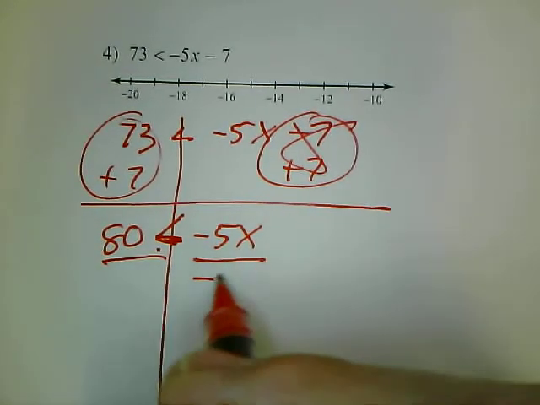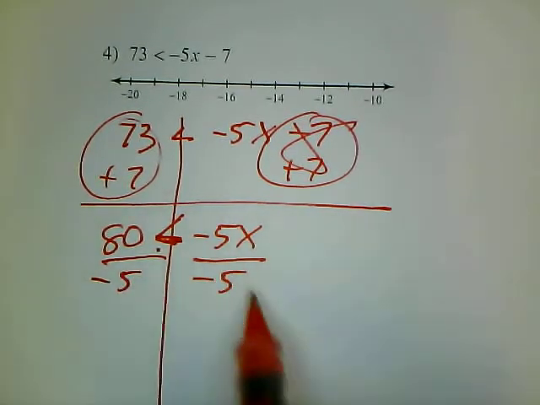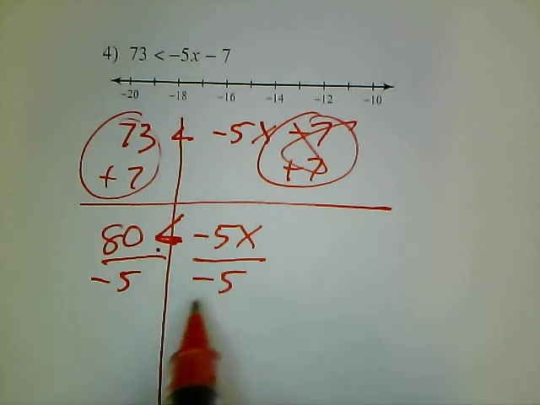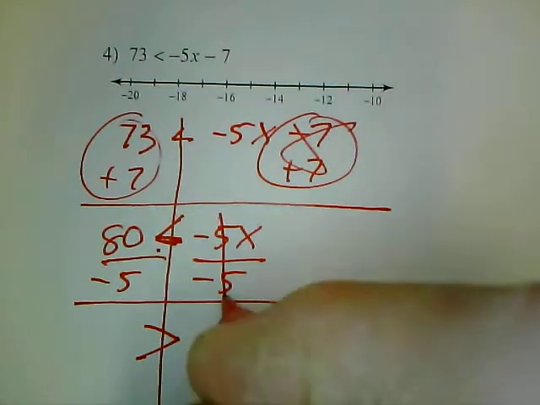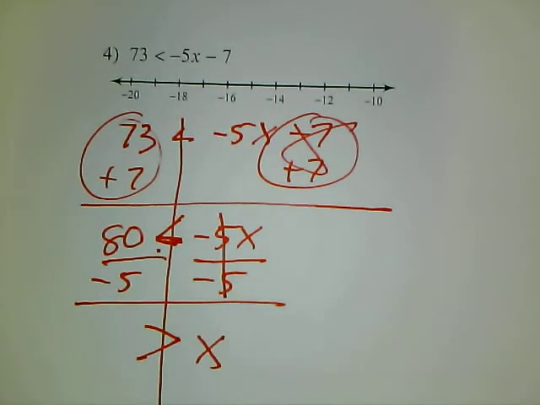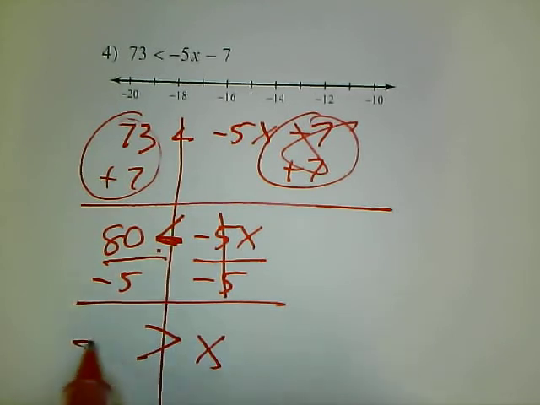We're going to go ahead and our last step is to divide. Look, we just did a negative number on the bottom. So the very first thing I want to do is flip that sign. Our opposite operations are gone. We're left with x. And 80 divided by negative 5 is negative 16.